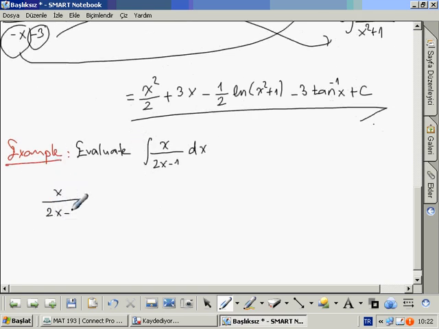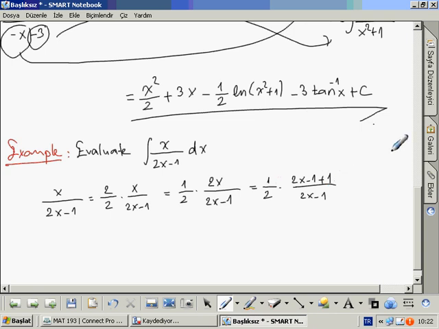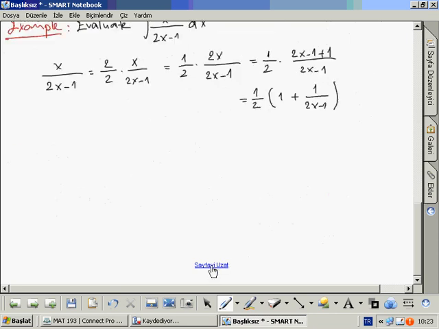x over 2x minus 1 is equal to 2 over 2 times x over 2x minus 1, which is 1 over 2 times 2x over 2x minus 1, which is 1 over 2 times the quantity 2x minus 1 plus 1 over 2x minus 1, and after that 1 over 2 times 1 plus 1 over 2x minus 1. So x over 2x minus 1 equals 1 over 2 times 1 plus 1 over 2x minus 1.